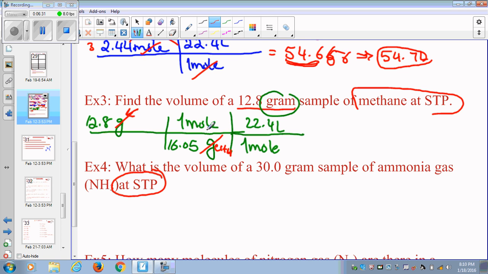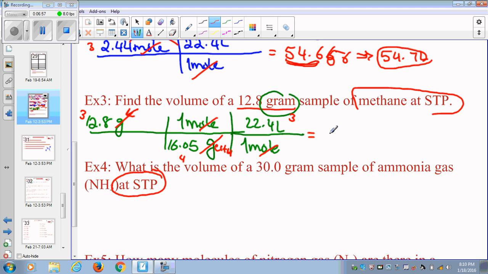So grams get cancelled, moles get cancelled. You multiply across, divide by the denominator. And how many significant digits do you need here? I have 3 digits here, 4 here, 3 here. That means my answer needs to be in 3 significant digits. So let me go ahead and do that.